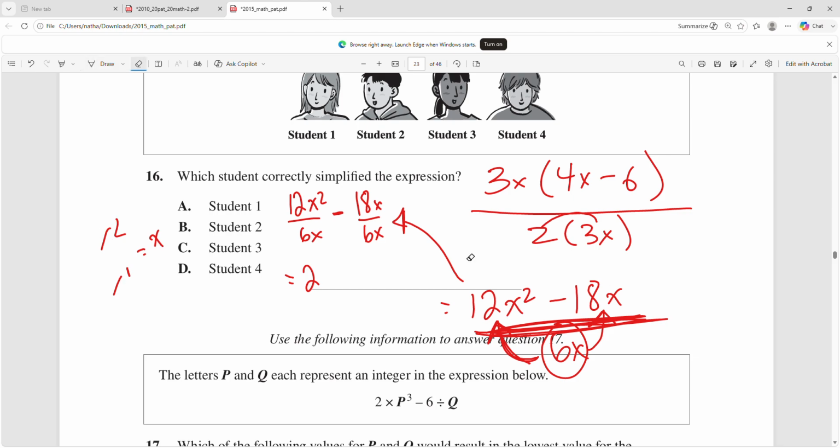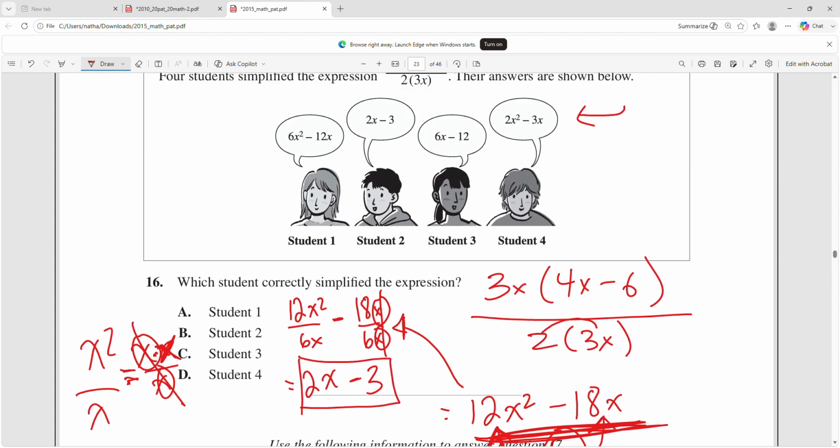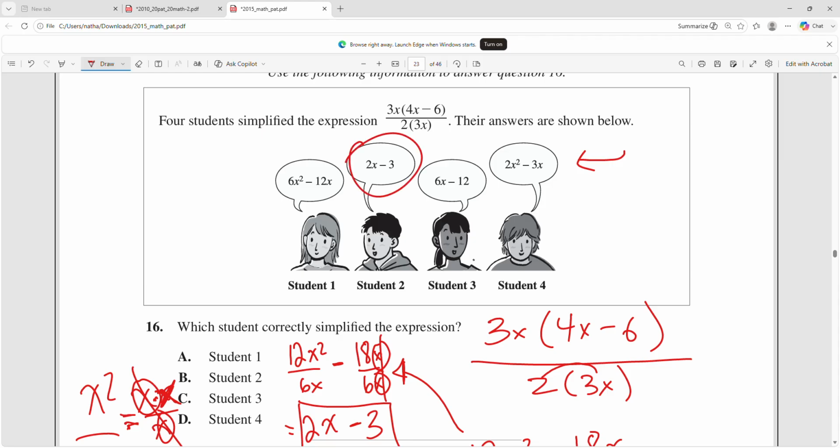The other way we could think of doing that is if I have x squared over x, that's the same as x times x over x, and I can cancel one of those factors of x, and then I'll be left with 1x. Either way, x squared divided by x leaves us with x. Minus 18 divided by 6 is 3, and x divided by x is 1, so that's just going to cancel out. So we've got 2x minus 3. So who had the right answer? Student number 2. Answer is B.